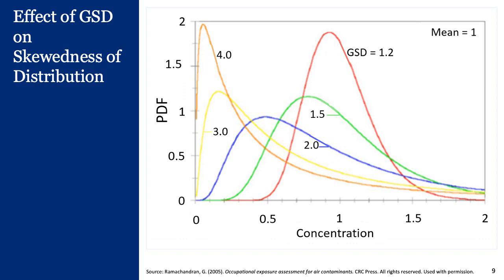And so in this graph, I'm showing several log normal distributions, all of which have the same arithmetic mean. Notice that I said arithmetic mean, not geometric mean. And the value of the arithmetic mean is equal to 1. Now let's look at first the curve corresponding to a geometric standard deviation of 1.2. It looks almost like a normal distribution.